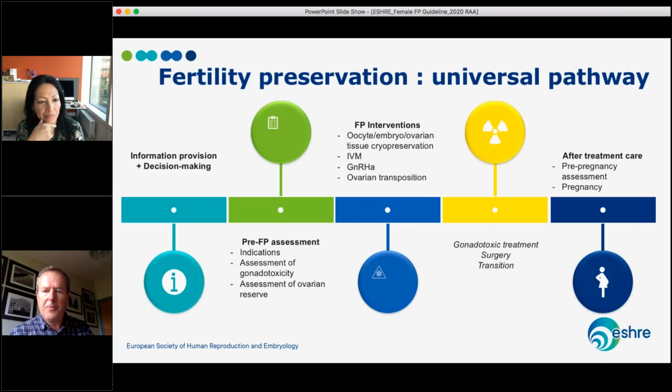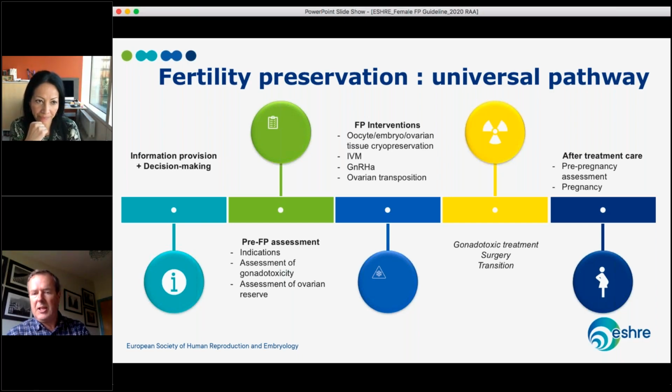So an overview of the guideline then perhaps falls along this universal pathway. And I'm going to go through this in stages because this is how we put it together and design the final documents. So we start off with an overview of how a service might be organized and the provision of information and decision making for the patients, going on to pre-fertility preservation patient assessments, then the actual interventions themselves.